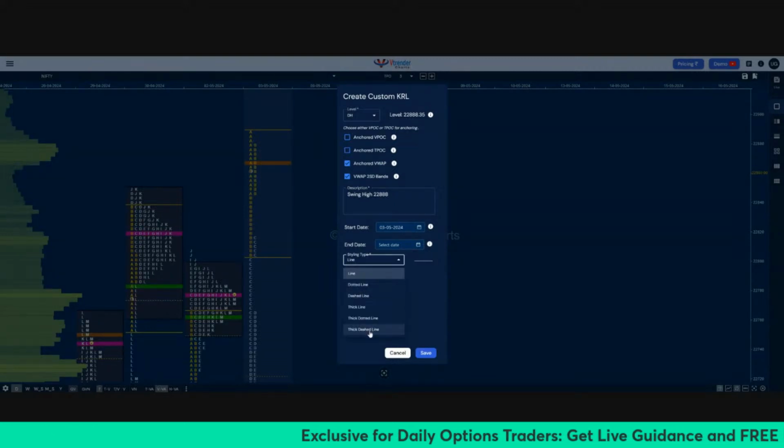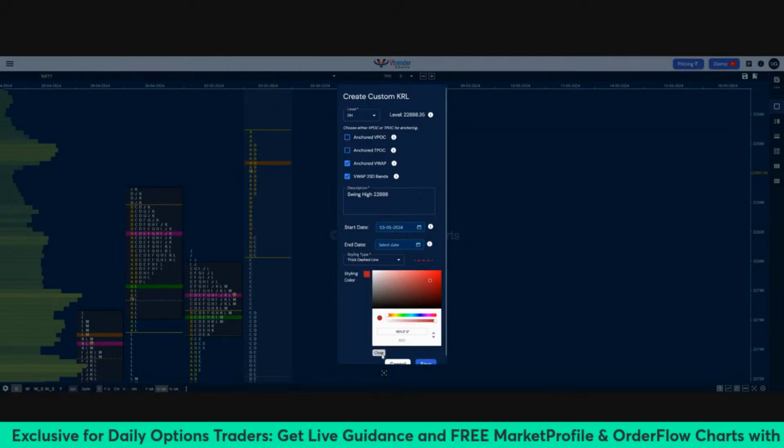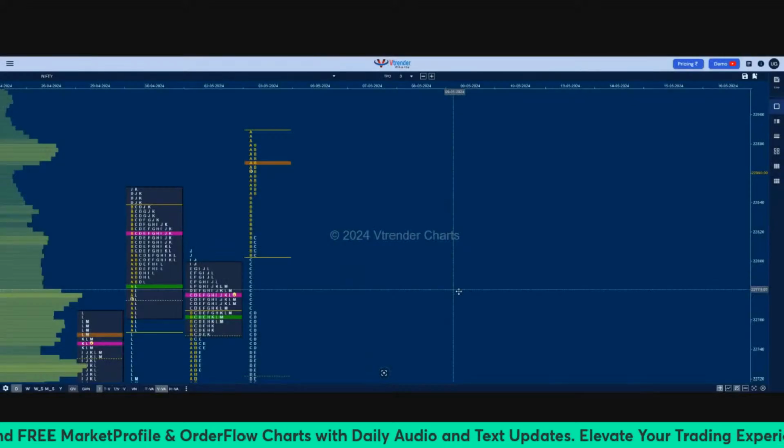And because this is a sell side thing, I will have it marked as a red line so that I know till this line is not taken out, the sellers are in control.